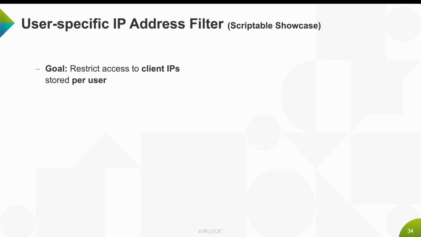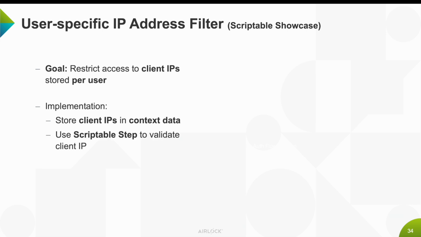Well, we want to restrict access to client IPs that we have stored per user. So your user is only allowed to log in if the client IP matches something that we have stored on the user account. How do we implement that? Well, we store the client IPs in context data. We use the scriptable step to validate this client IP, and we use a failing step to enforce the valid client IP.